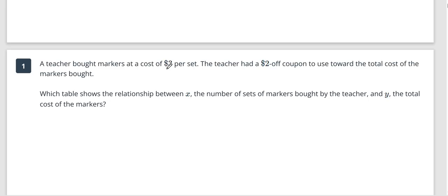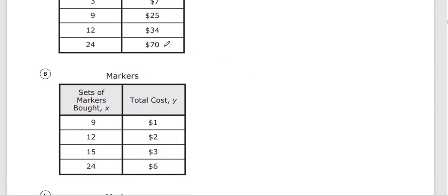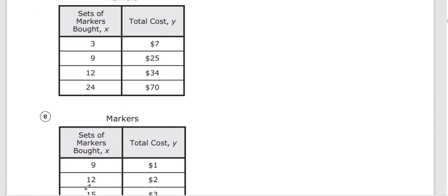Okay, so a teacher bought markers at a cost that's $3 per. That's going to be 3x, guys. That's your m, that's your slope right there, okay? And had a coupon of $2 off, so that's minus 2. So your equation is y equals 3x minus 2. That was in that form, guys. They just want you to come out here to these tables and find out which one matches it up.